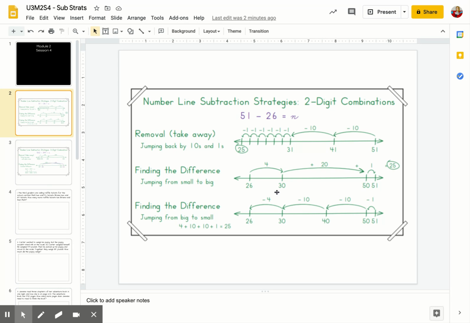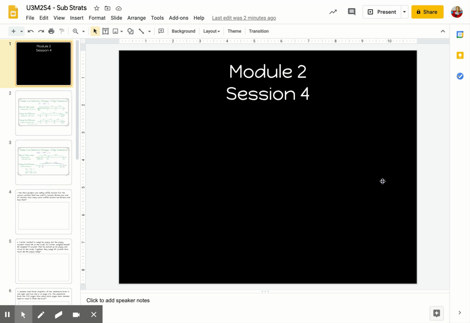Finding the difference. This is where we were using the constant difference strategy. So finding the difference is, what is that gap between the two numbers? So between 26 and 51. And when you use this strategy, you can start with the low number and add up. So in this case, we decided to add 4 to 26 to get to 30, and then you know that 30 plus 20 is 50, and since this number is 51, you had to add one more. That equals 25.